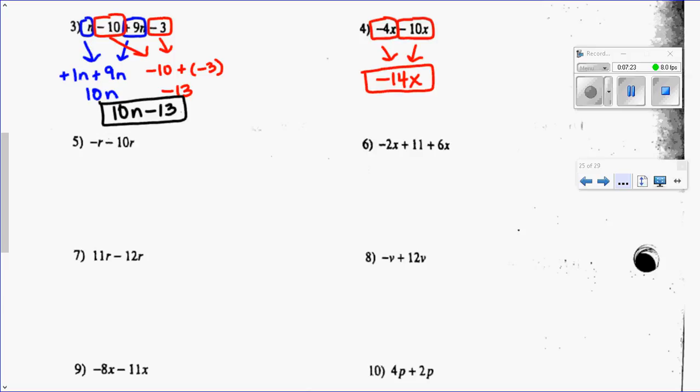Okay, number 5. Remember, anytime you see, like this is negative r and this is negative 10r, negative r means negative 1r. So if you're not sure, it's not 0, okay? It's not nothing. If it was 0r, it would say 0, and it would also be the number 0, since anything times 0 is 0. Okay, so I have negative 1r and negative 10r. And that would be negative 11r.